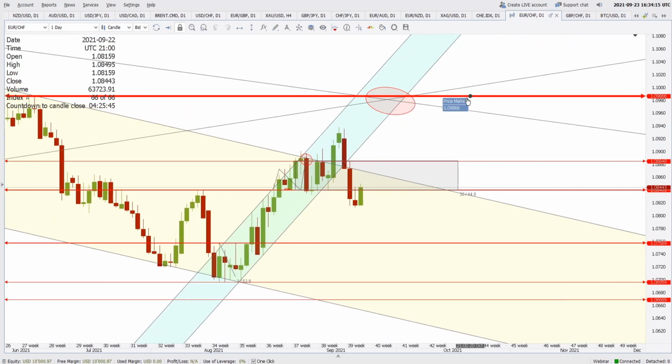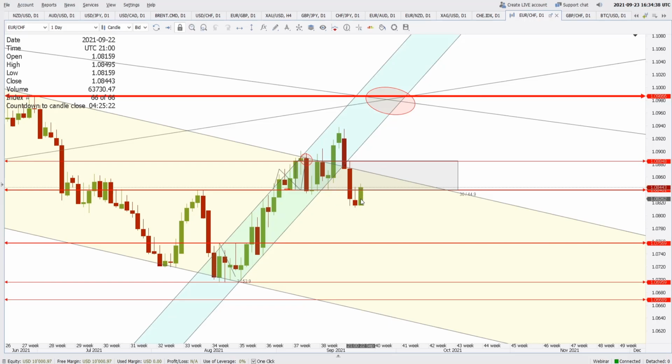Okay, I will quickly cover the Euro CHF. Yesterday we saw a close below the support of 1.0840, and today it is trying to go up. At support there is a bearish pin bar, and the high of that candle is actually being broken to the upside.